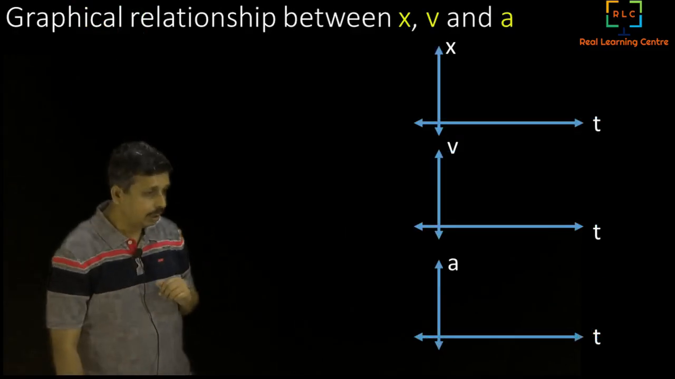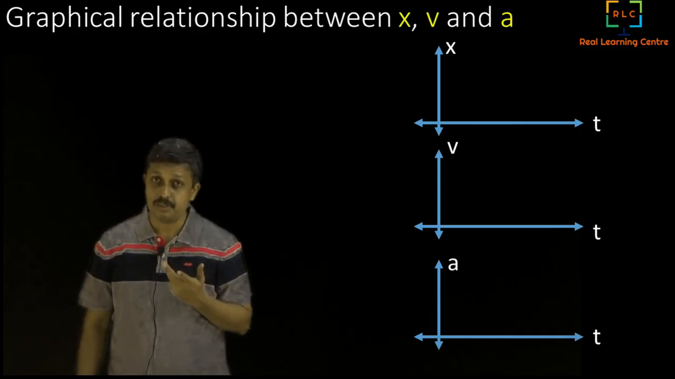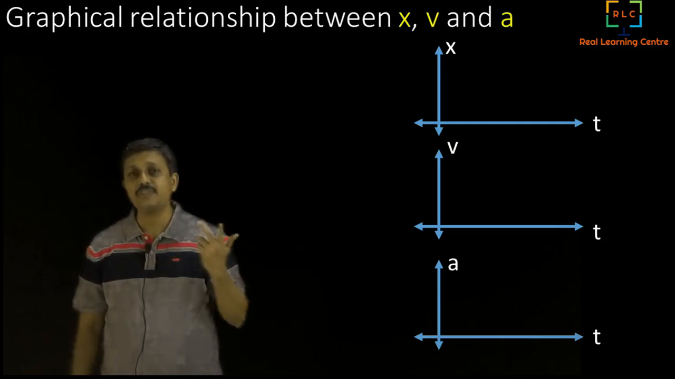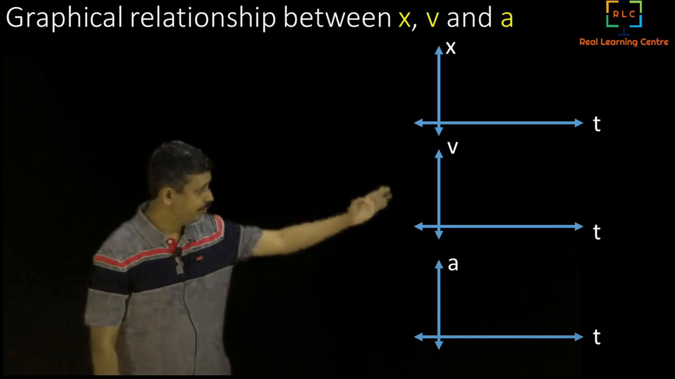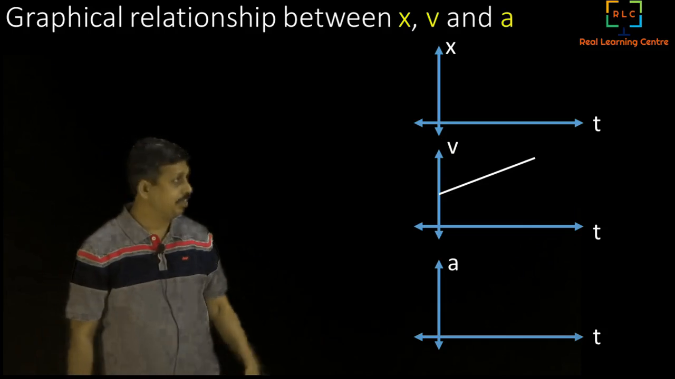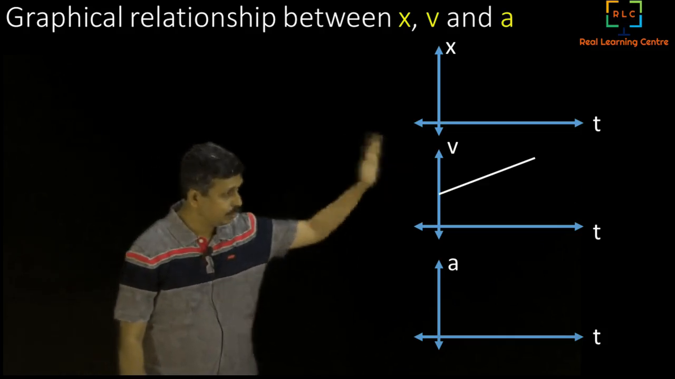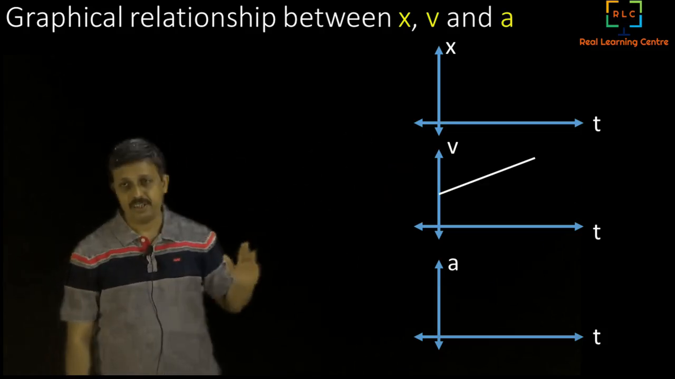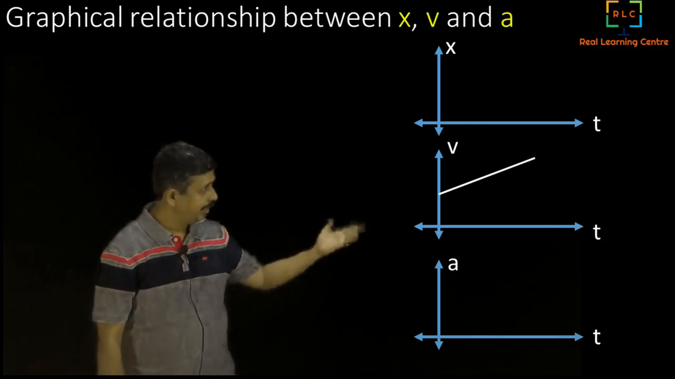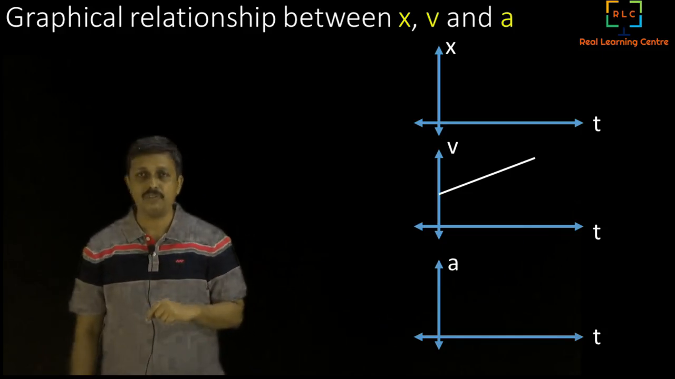Okay, so let's start. First of all, I want to establish a graphical relationship between X, V, and A. How do we do that? Let's say we start with very simple empty sheets for X, V, and A, and I start with V. Let's say I have a simple VT graph which says that velocity is increasing gradually, in a linear way. Can I now draw, by just looking at it, an XT graph and an acceleration time graph? That is what I will first try.